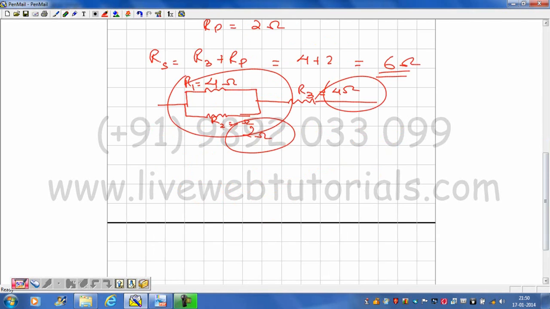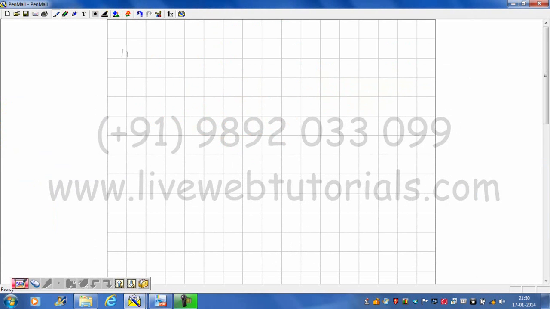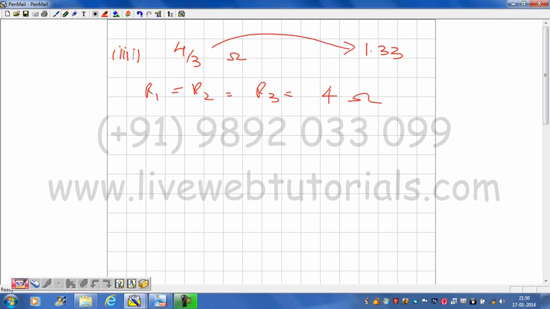The last of this is we are supposed to connect this in such a way so that I'm getting the effective resistance of 4 upon 3 ohms. Now this 4 upon 3 means nearly 1.33. All three resistances R1, R2, R3 are 4 ohms. This value is less than each one of these resistances. And this you can get only if you connect all three of them in parallel.